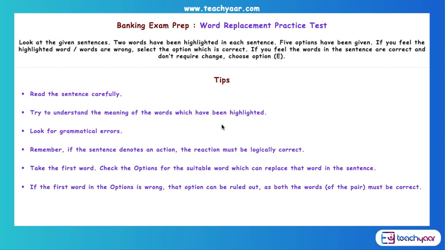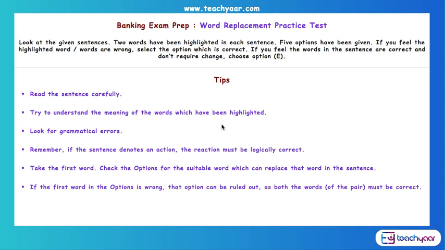Remember that if the sentence denotes an action, the reaction must be logically correct. That means if there has been a positive action, then the reaction or the effect must also be positive. So the logic must also be correct. In this kind of question, where two words have been highlighted, first take the first word and check the options for that particular word. See whether that word can replace the one which has been given in the sentence.